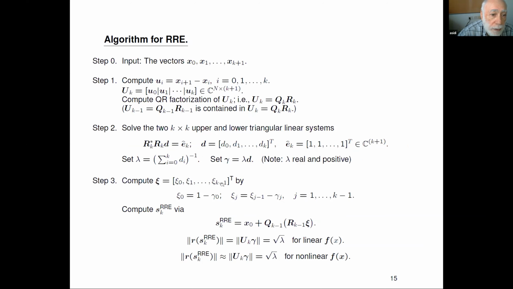For RRE, as I said, steps 0, 1, and 3 are the same. Step 2 is different. Here you solve for the vector D. These are two small upper and lower triangular linear systems. You compute your vector D, and then you compute this thing called lambda. You can prove that lambda is real and positive. And once you have lambda and D, you can compute your gammas.